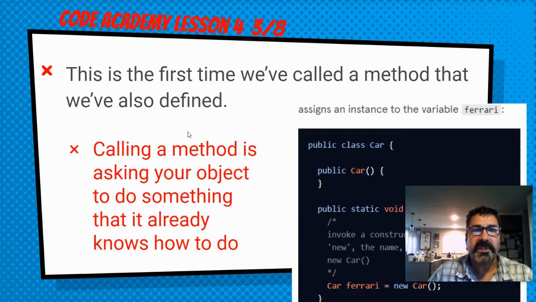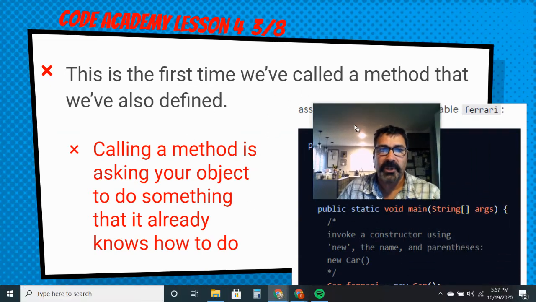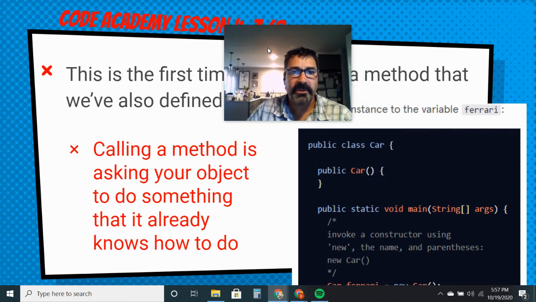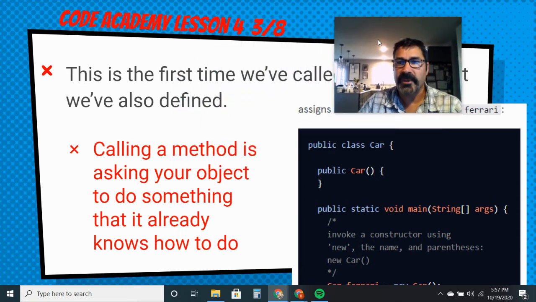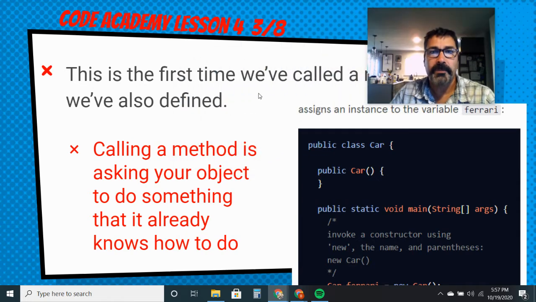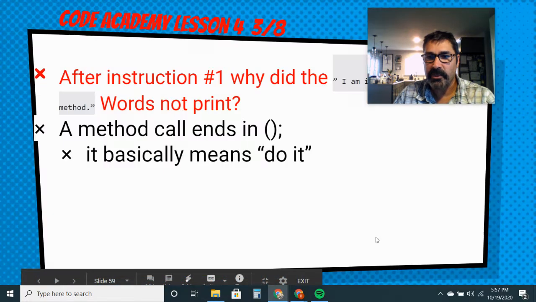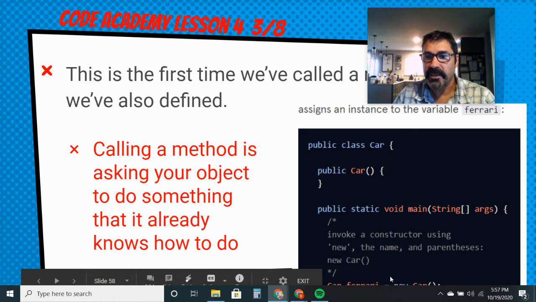This is the first time we've called a method that we also define. So calling a method is asking your object to do something that it already knows how to do. We already wrote it down, but I needed to define it earlier. So we created this method called car, and now we're asking the project to do it when we say car for r equals new car. We're saying, hey, run that method.